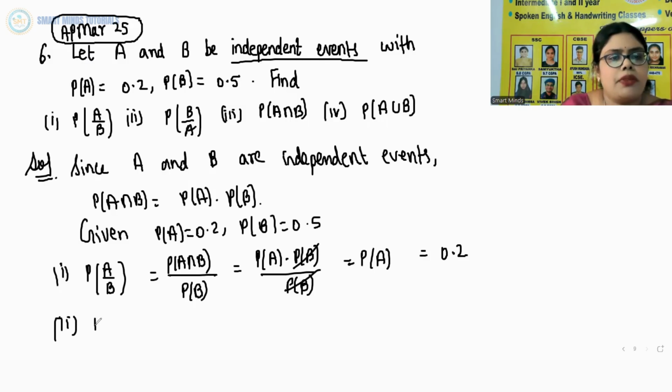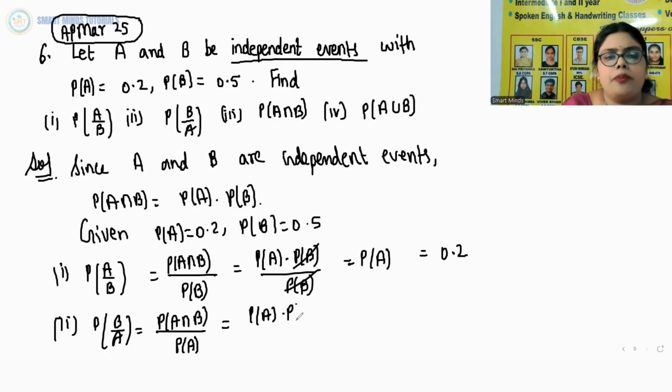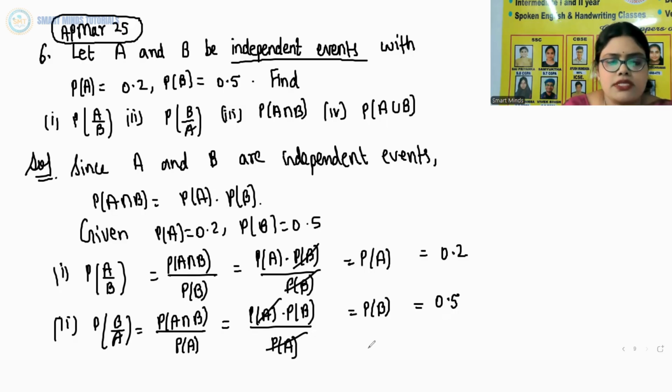Now second bit, P of B by A. What is the formula for P of B given A? P of A intersection B by P of A. Again, this can be written as P of A into P of B by P of A. You can cancel P of A and finally you will be left over with P of B. But we know that P of B is 0.5. So this is the value for the second bit.